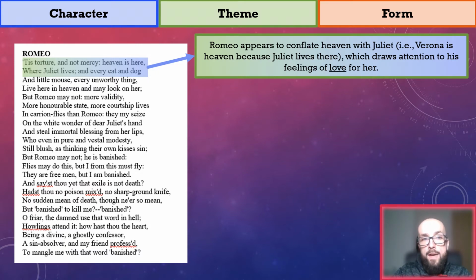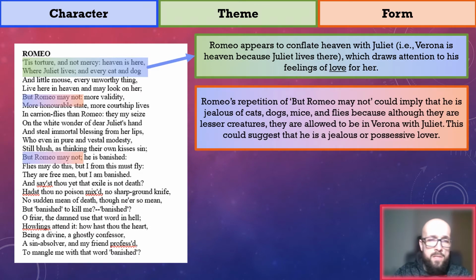Romeo repeats the phrase, "but Romeo may not," twice in this stretch of dialogue, which I think could imply that Romeo is jealous of cats, dogs, mice and flies, which are all ostensibly lesser creatures than him, because they are allowed to be in Verona with Juliet, whereas he is not. This could suggest that Romeo is a jealous or possessive lover.